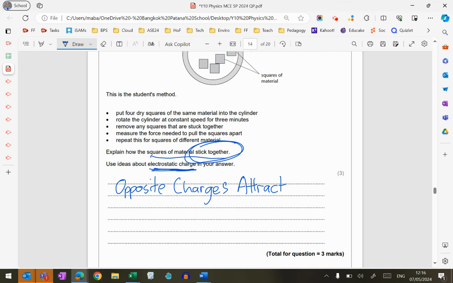Now how could you get opposite charges? Well, the first way is that you could knock some electrons off one of these squares. And if you did that, you'd leave behind a net positive charge. How can you knock electrons off something? Through the process of friction.